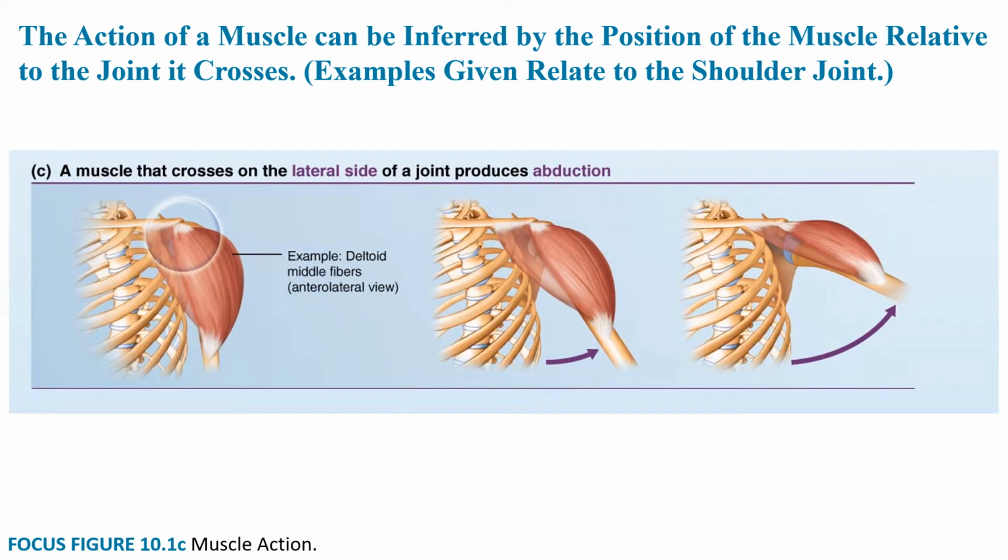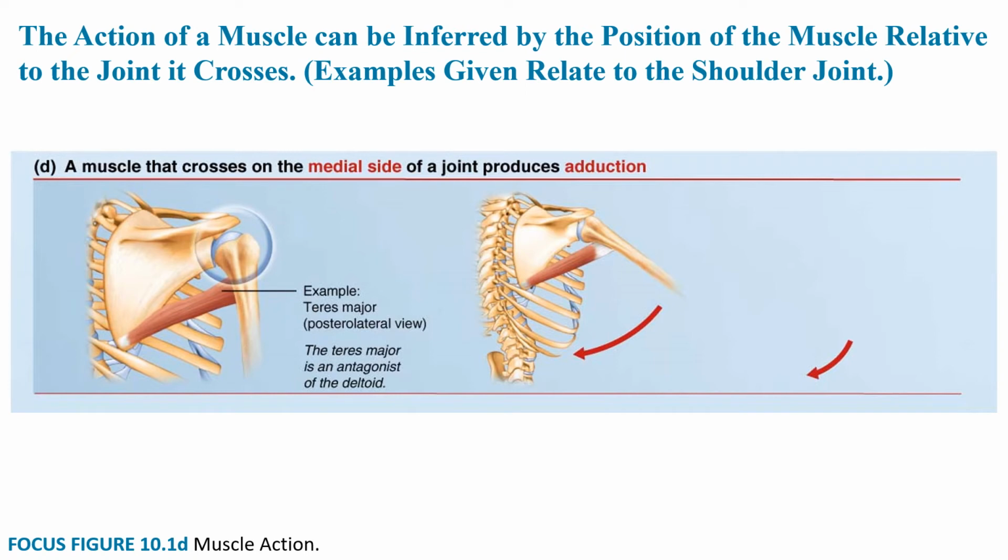We also have a muscle called the deltoid. It crosses the joint on the lateral side, and this allows for abduction. Abduction is when you move the limb away from the body. So if your arm was straight down at your side, and then you lift your arm up into the air, that would be abduction.